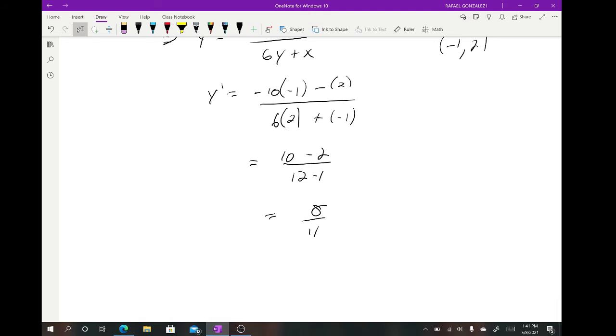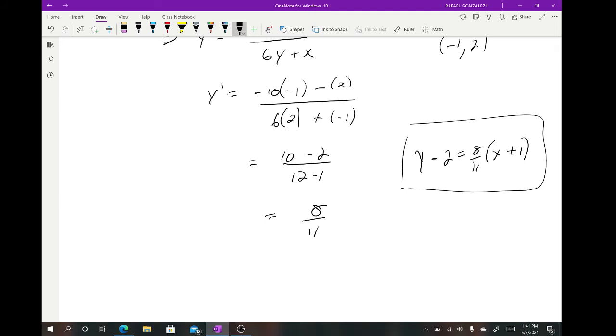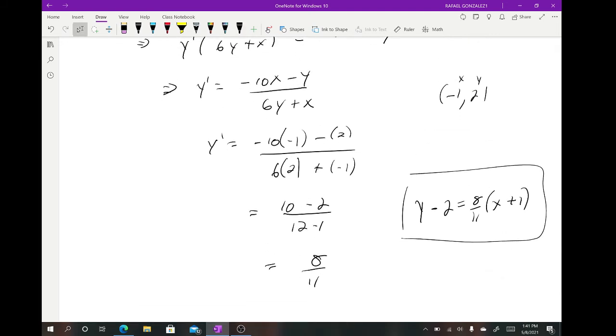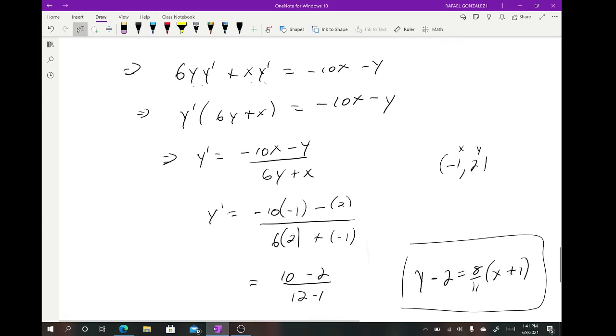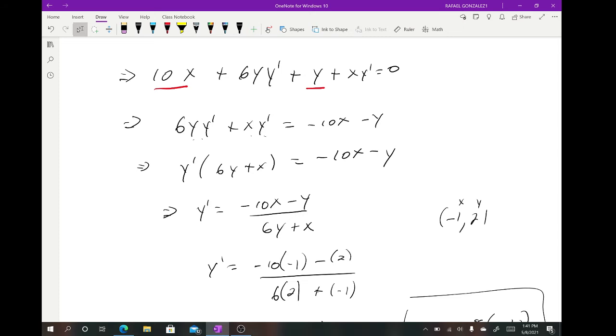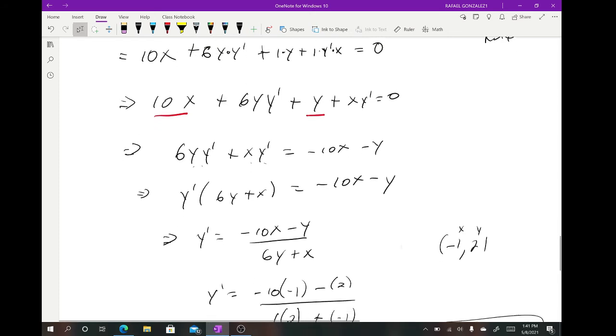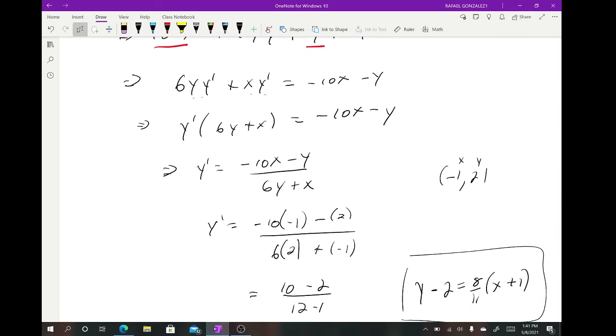But if I wanted to, again, write the equation of the line, then we simply use y minus 2 is equal to 8 over 11 times x plus 1. And you could simplify that a little bit more, but I will leave it like that. That will be the equation of the tangent line passing through that point. Again, you need to remember or review how to find the derivative implicitly.